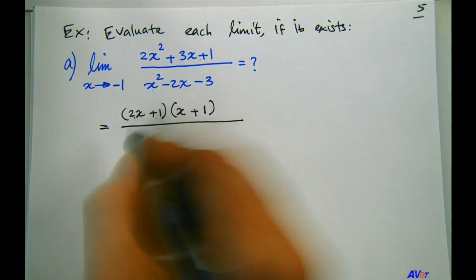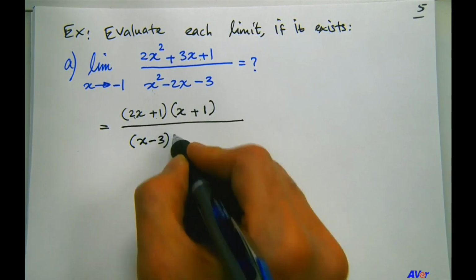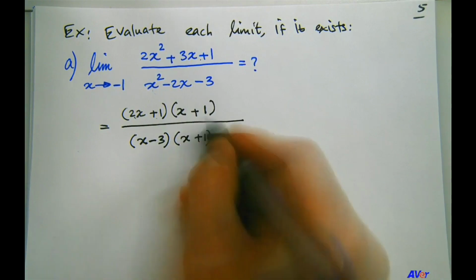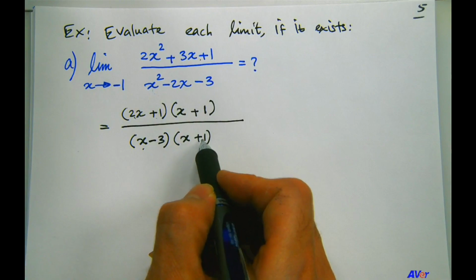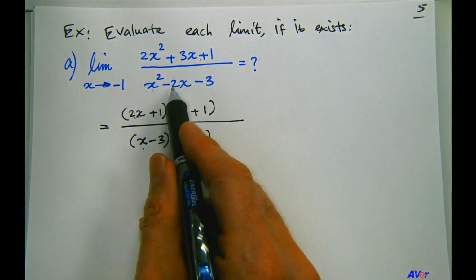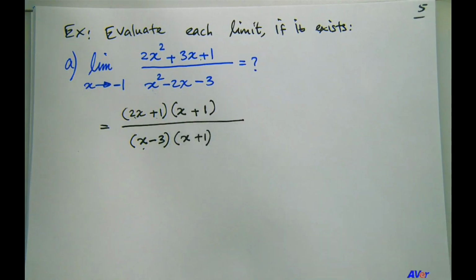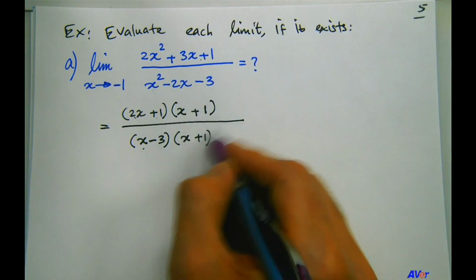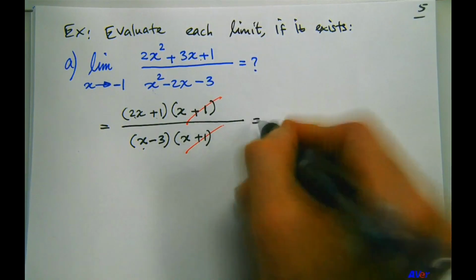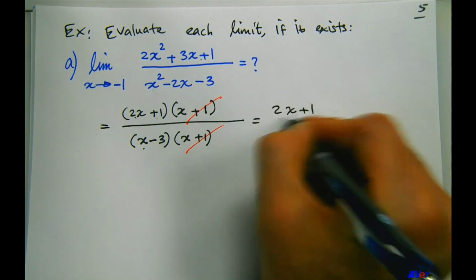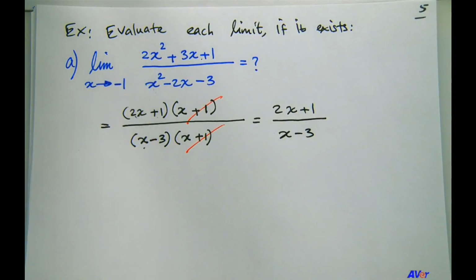And the denominator is also easy to factor. So we have (x minus 3) times (x plus 1), right? x times x is x squared. x times 1 is positive x. Minus 3x is minus 2x. Minus 3 times 1 is minus 3. So we got it. Now let's simplify. We have x plus 1 and x plus 1 that cancel each other out. We end up with (2x plus 1) divided by (x minus 3), which is the simplified version of that rational function.